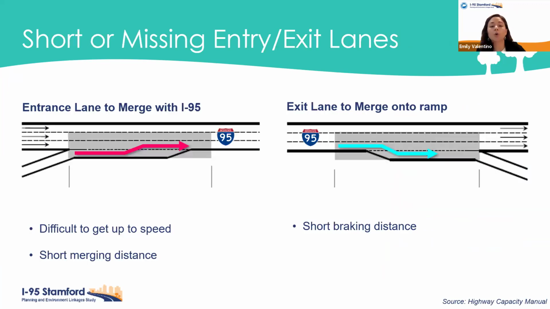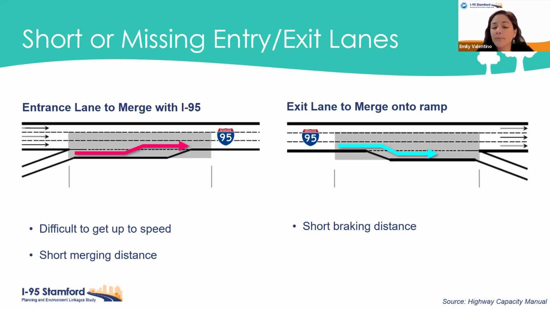There are also short or missing entry and exit lanes. I'll talk about what that means. An entry lane being when you enter from a ramp onto the main line. Ramps, typically you'll be driving at a slower speed. And then you need to get up to speed. So say the ramp is 25 miles an hour and the main line is 55. You need room to accelerate to get up to the same speed as the vehicles on the main line so that when you merge in with them, you're all going the same speed and it's a lot easier to maneuver.